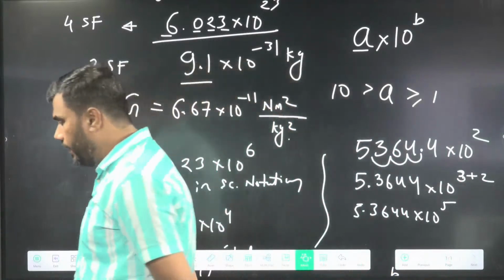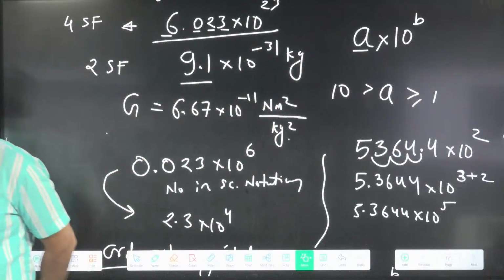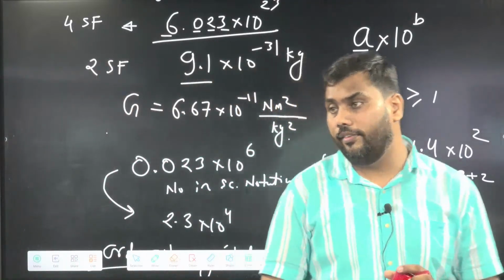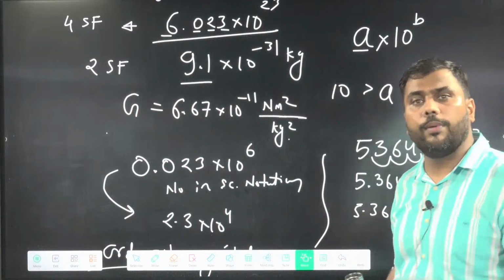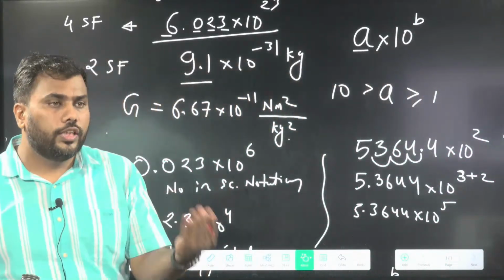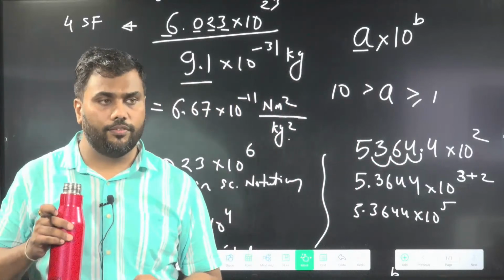Give me order of magnitude of mass of electron. 10 to the power minus 30. Very good. It's roughly 10 power minus 30 kg. 9.1, it's very close to 10 now. So 10 power minus 30. Very good.